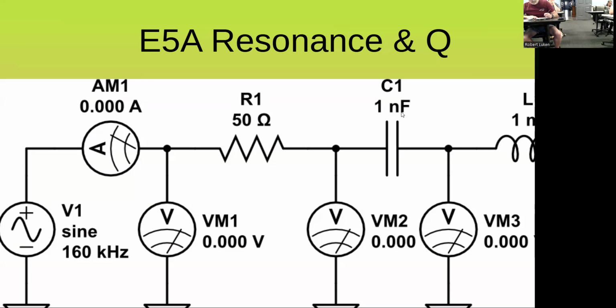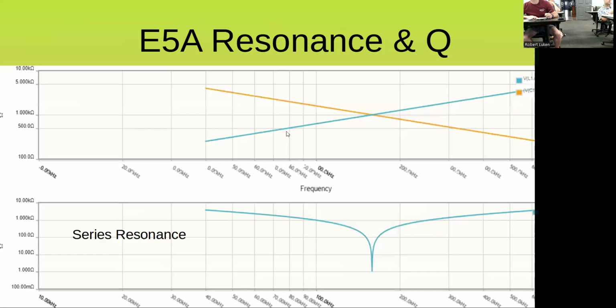This is a series RLC circuit that I set up. I use a little simulator called Circuit Lab, which lets you put together circuits and then run time and frequency domain analysis on it. So we just have a 50 ohm resistance in series with a 1 nanofarad capacitor and a 1 millihenry inductor. And if we look at that over the frequency spectrum, you can see the reactance or the impedance for that capacitor.